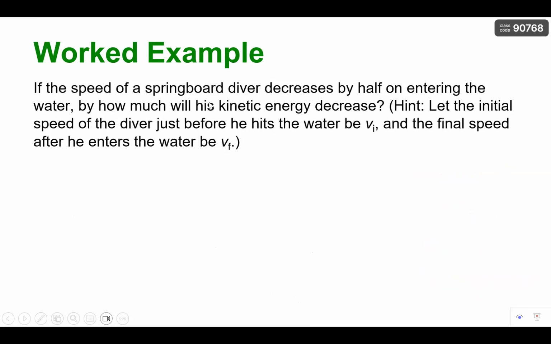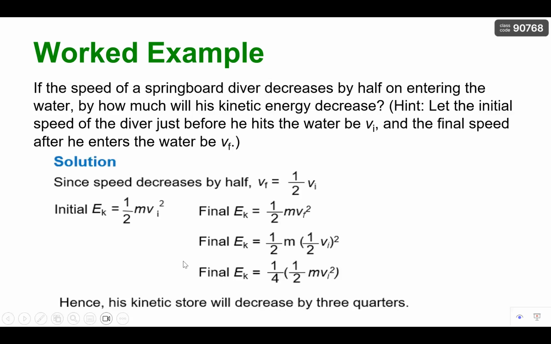Next, if the speed of a springboard diver decreases by half on entering the water, by how much will his kinetic energy decrease? So when the speed drops, how much will the kinetic energy decrease? You should know kinetic energy is linked to speed by the formula half mv squared. So the initial kinetic energy will be half mv squared. And then as he enters the water, the final kinetic energy will be half m, and then the v will be half of v, squared.